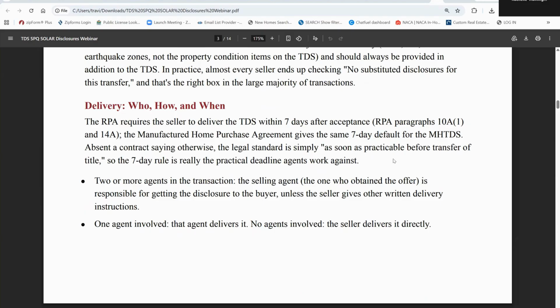Two or more agents in the transaction: the selling agent, the one who obtained the offer, is responsible for getting the disclosure to the buyer unless the seller gives other written delivery instructions. One agent involved, that agent delivers it. No agents involved, the seller delivers it directly.